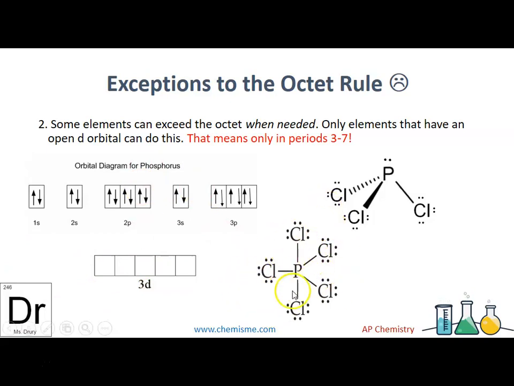The reason PCl5 might occur is because these extra electrons from these extra 2 chlorines might start filling up a 3d level. So that's why I was saying that they need to have open d orbitals and they need to be in levels 3 through 7, because there's no such thing as 2d or 1d levels. So those elements, like boron through neon, or helium, they just don't have the ability to have this d level open to fill electrons.